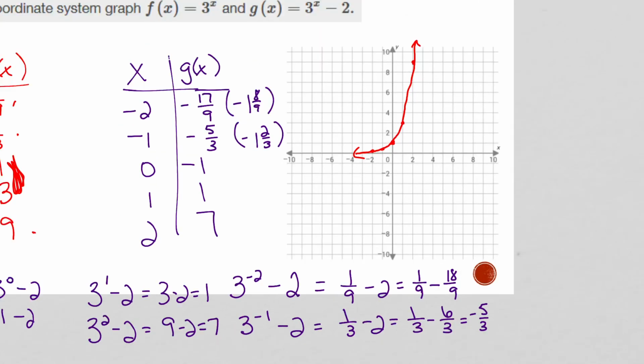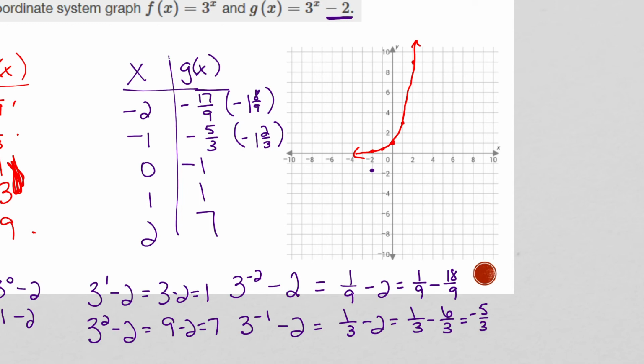Okay, so we're going to graph this now. Okay, so negative 2 and negative 1 and 8/9. Oh, look at that. It took us below that x-axis. So what happens? What does that minus 2 do? It moves things down, doesn't it?